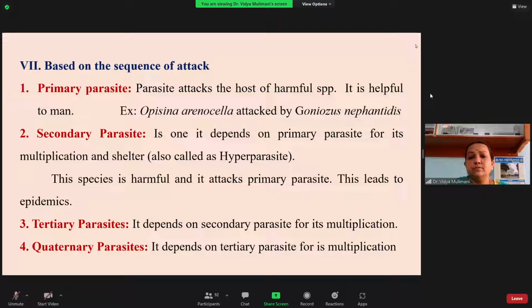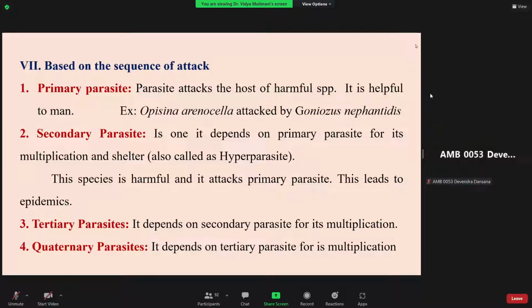Tertiary may be useful because tertiary is attacking the secondary, which is not required for man. That may be beneficial. But again, quaternary is not beneficial. Alternately, you can see: the primary parasite is beneficial to us because they are attacking the host, that is the crop pest. Secondary is not beneficial. They are attacking useful insects like the parasites. Tertiary attacks the hyperparasite, so then it is useful. Quaternary is again negative. Alternately, they are doing the job.